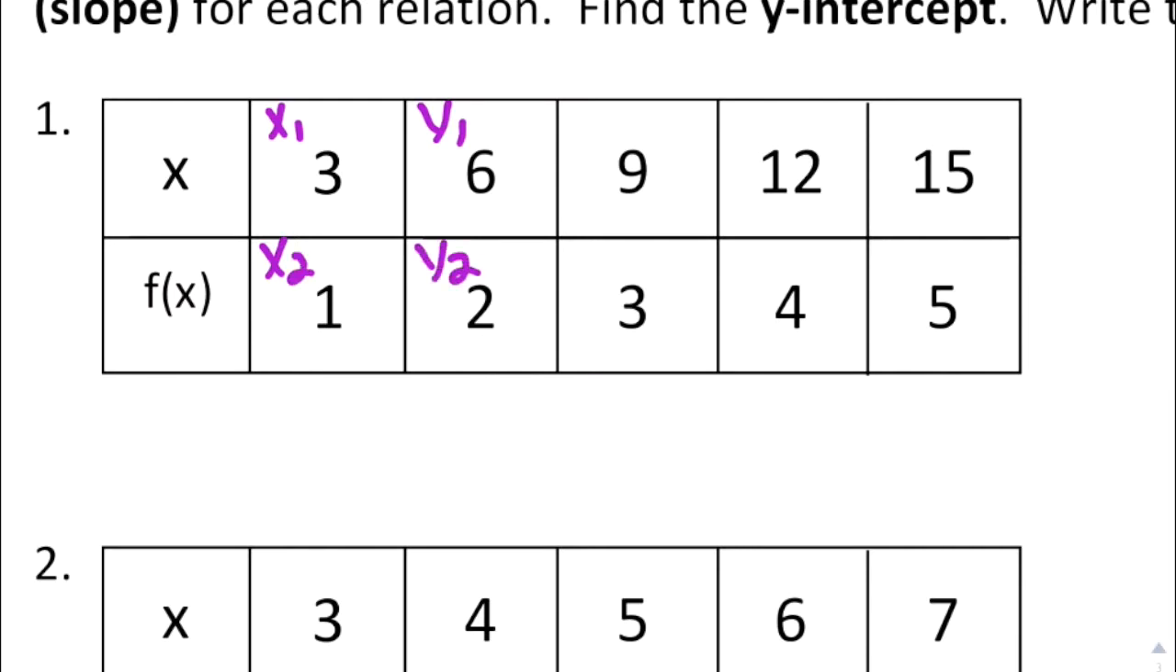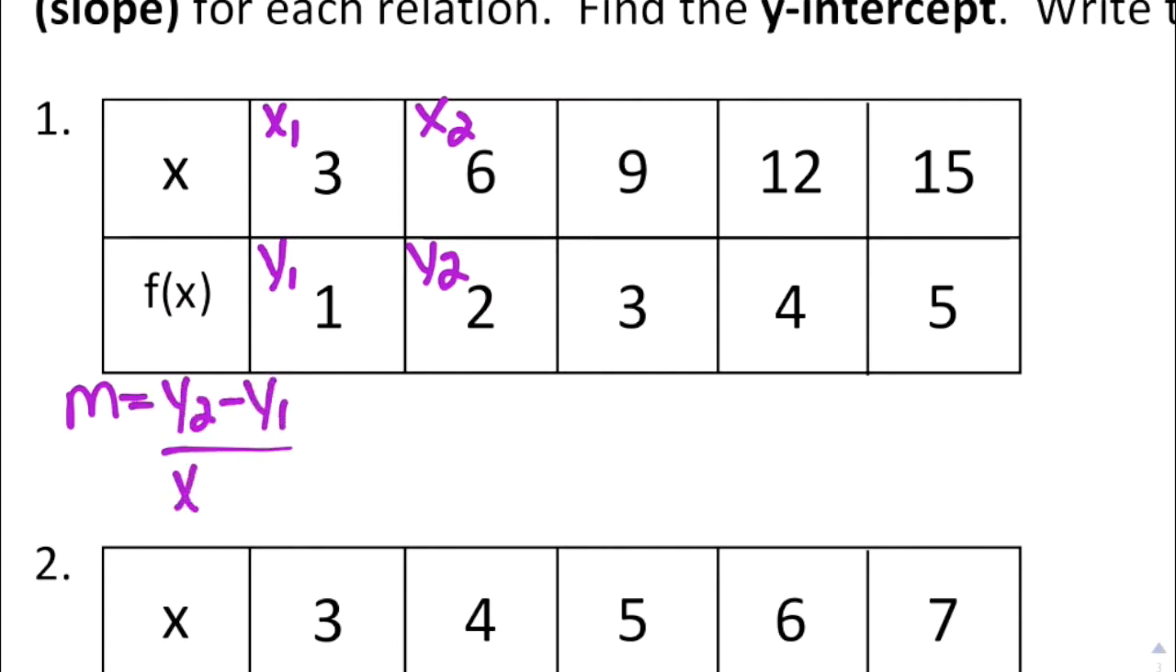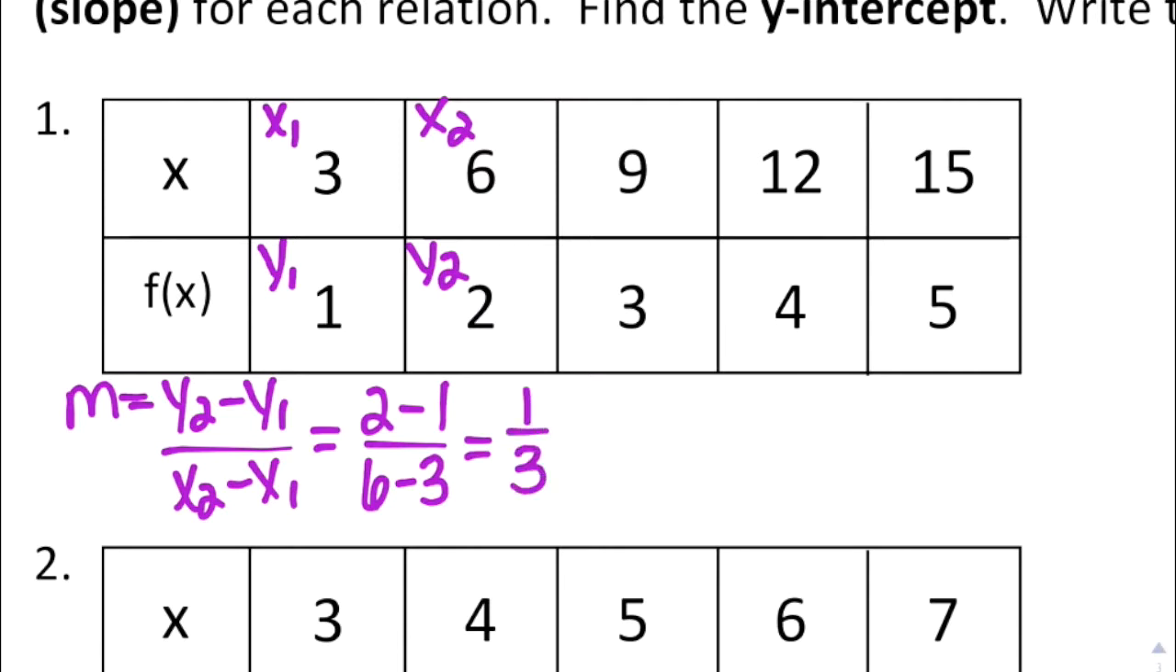I'm sorry, I did that completely wrong. It should be x1, y1, because that is the y column, then x2 and y2. Make sure you pay attention to your x column and your y column like I just messed up. So plugging this in to your slope formula, it's always y over x. I have 2 minus 1 over 6 minus 3, which means my slope here is 1/3.